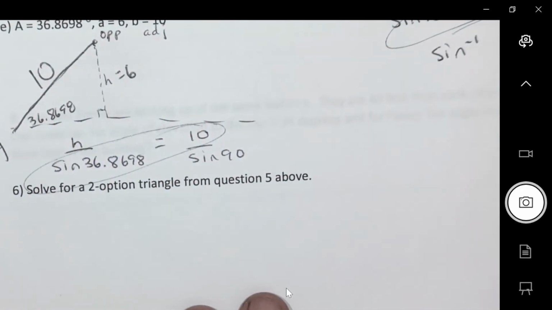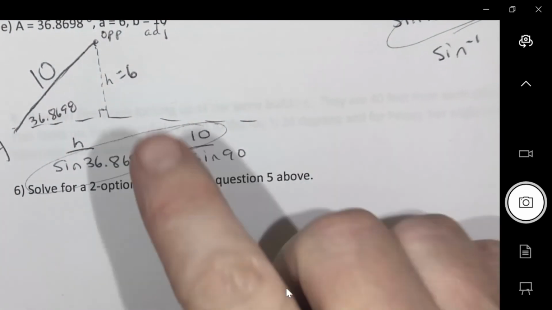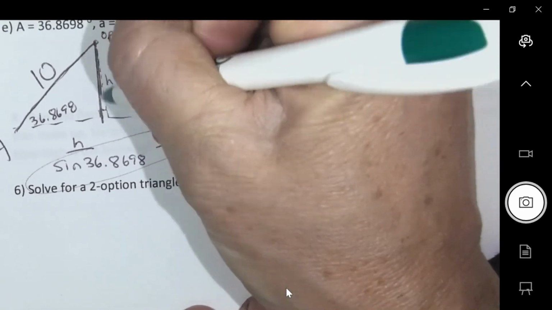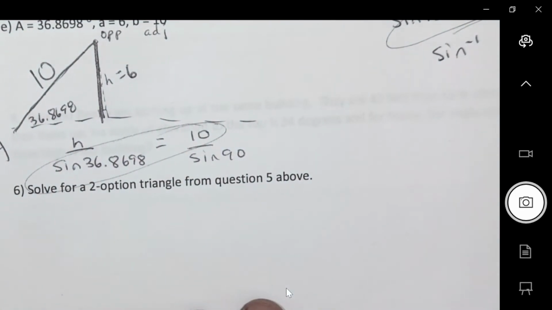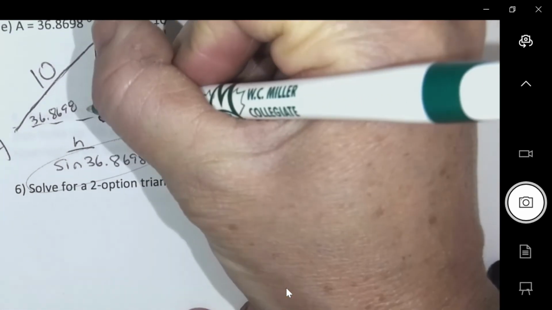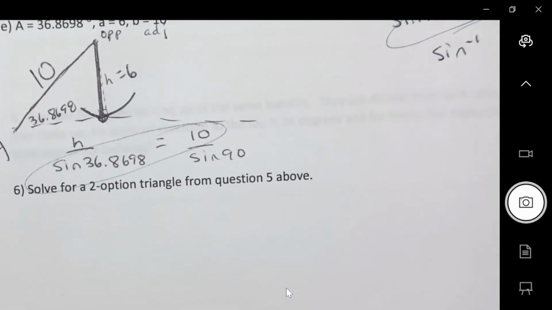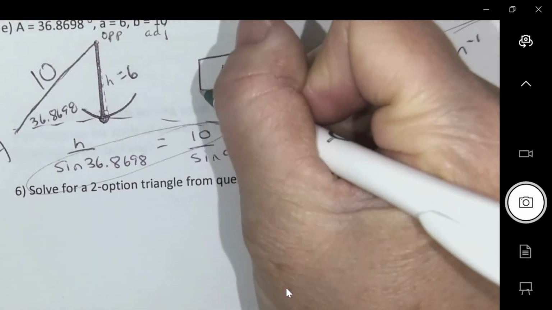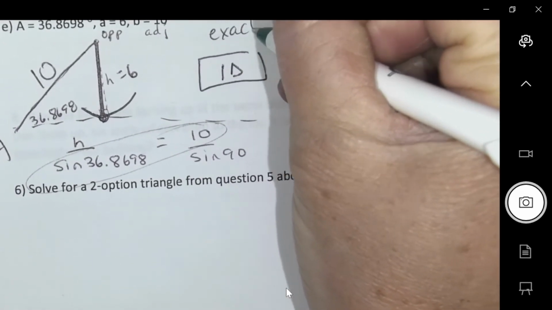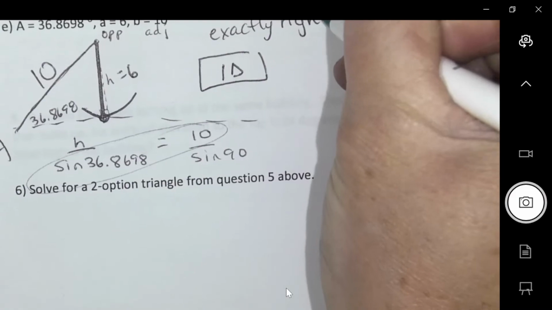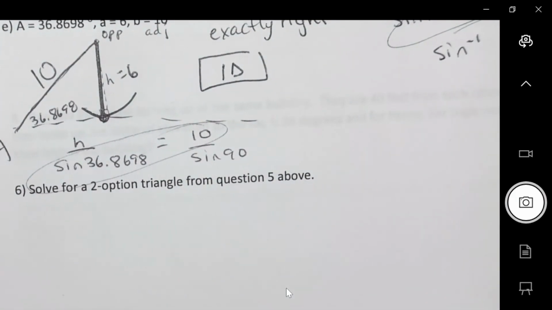So what are we going to get? If the opposite side is exactly 6, how many times will it hit? It'll hit exactly 1 time. So when you swing it, when it's swinging around, it will just touch right once at the bottom and then not touch again. There's going to be exactly 1 triangle. It'll be a right triangle.